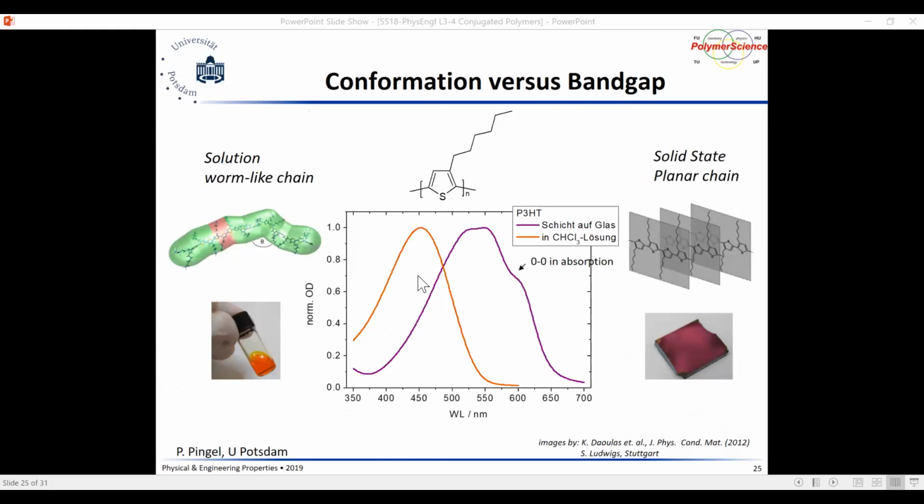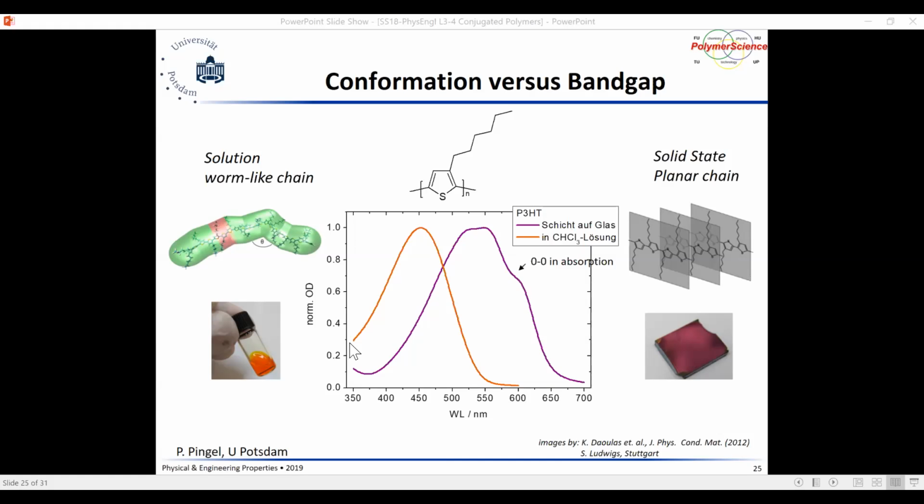Other things that we have to consider when we're talking about conjugated materials is that when we go from solution to solid state, often when we're making a photonic device, they're actually in solid state. It's not a solution anymore. And the difference between solution and solid state is that often we have aggregation kicking in.